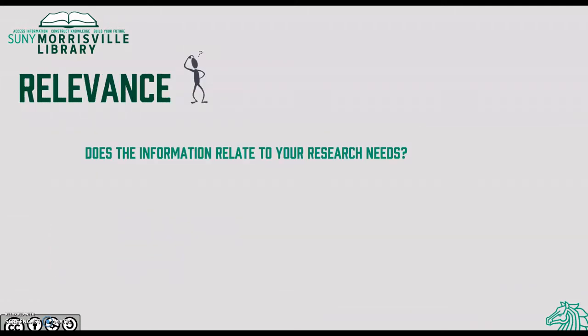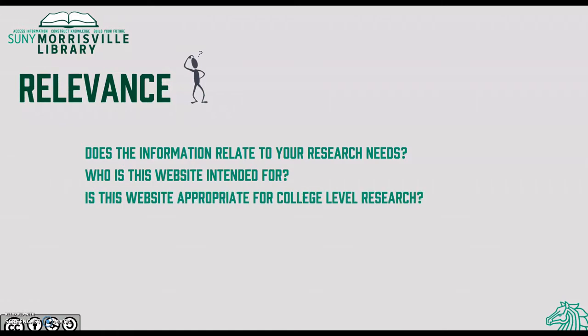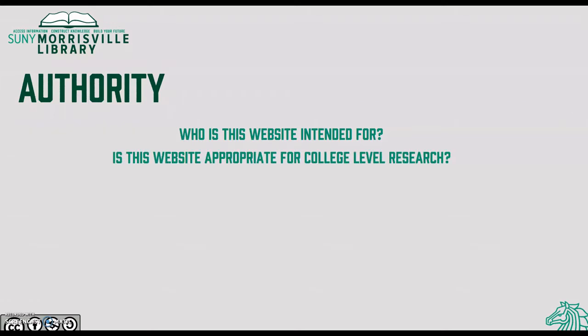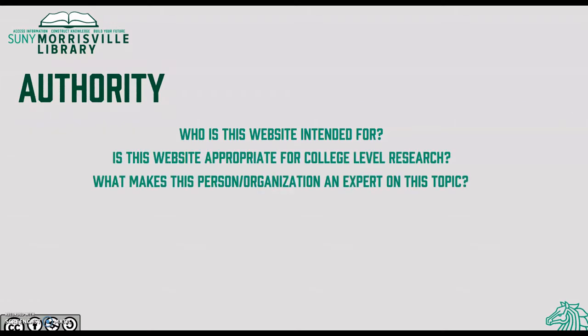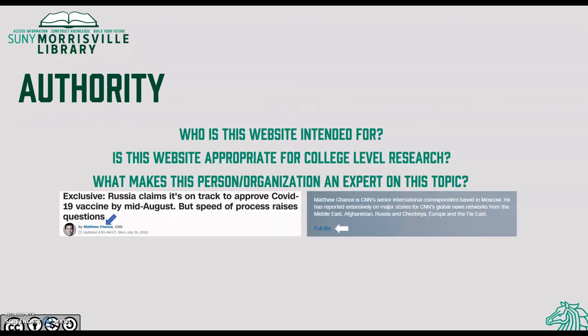Next is relevance. Does this information relate to your research needs? Check to see who the intended audience is for. Is it appropriate for college-level research, or is it aimed more towards a non-academic audience? A website's authority comes from the qualifications of the source of information. Find the author or group responsible for the website's creation. What are their credentials, and what makes them the experts on the topic?